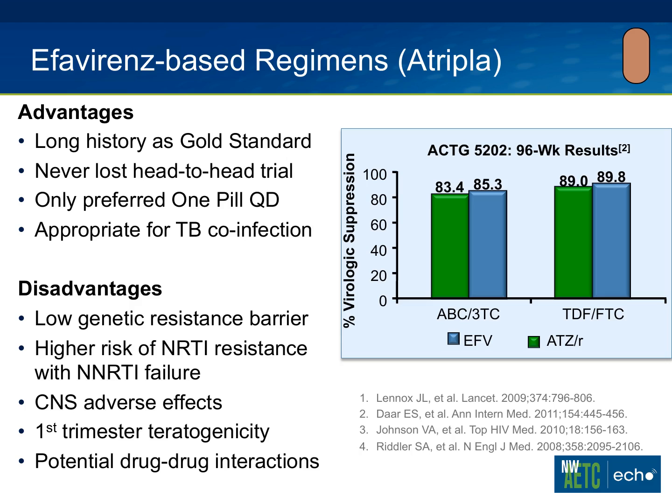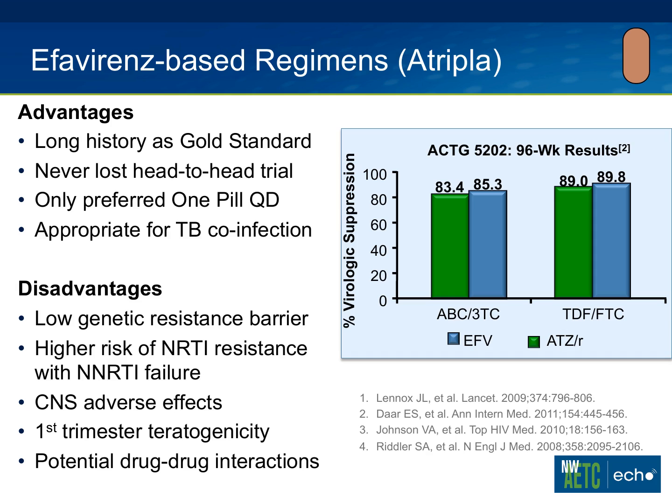So first of all, an Atripla-based regimen. You can see just a single pill up on the top corner there. This currently is alone as being the only single pill once-a-day regimen, and the advantages here are that it's really had a long history as being the gold standard. When this has been looked at head-to-head, it's never really lost a head-to-head trial compared to a lot of the other agents. It's the only regimen that's 1 pill once a day, although that probably will change within the next year or so. And it's really appropriate for TB co-infection.